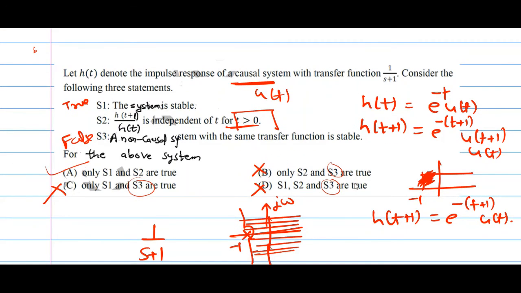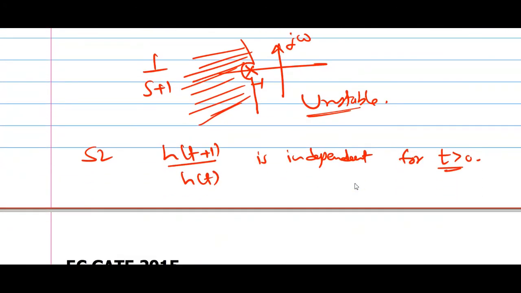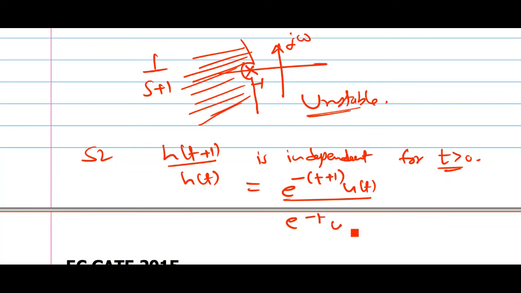So let's put this ratio value. So it becomes h of t plus 1 is e raised to power minus of t plus 1 into u of t upon e raised to minus t into u of t. U of t gets cancelled out. Okay, again u of t has amplitude 1, no doubt in that.